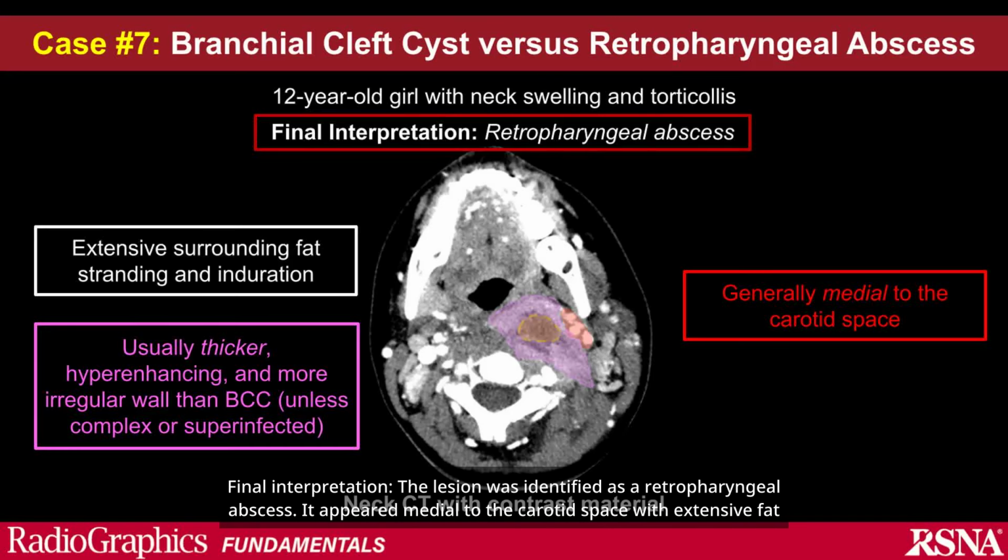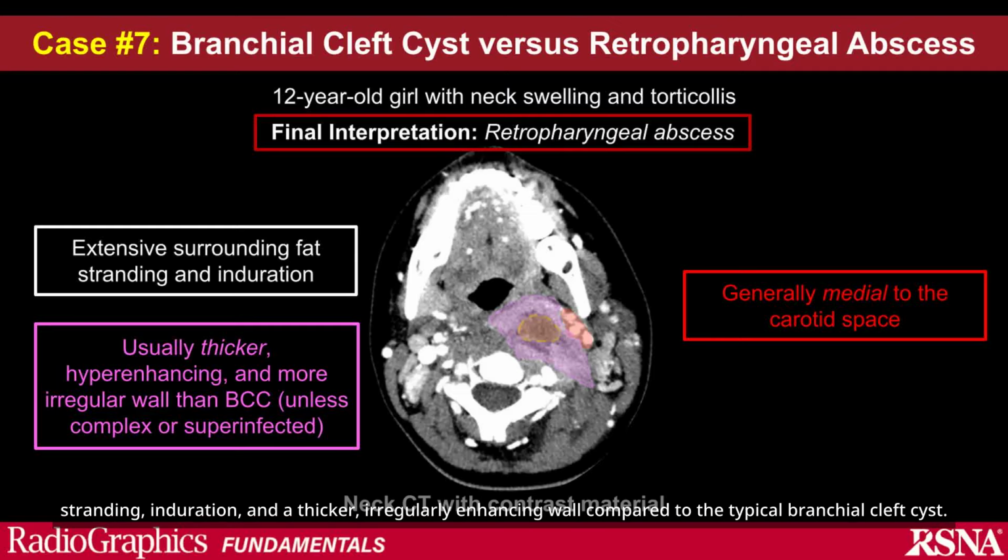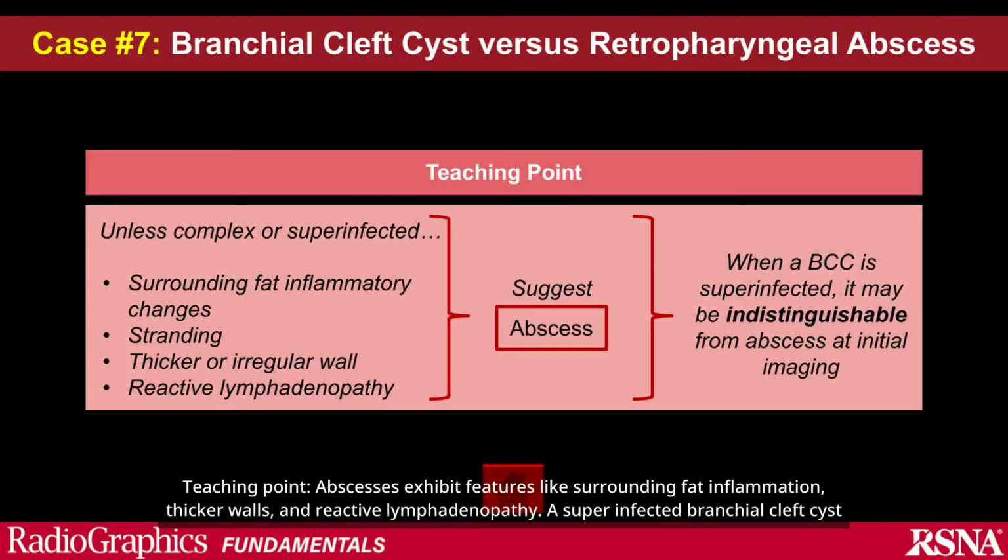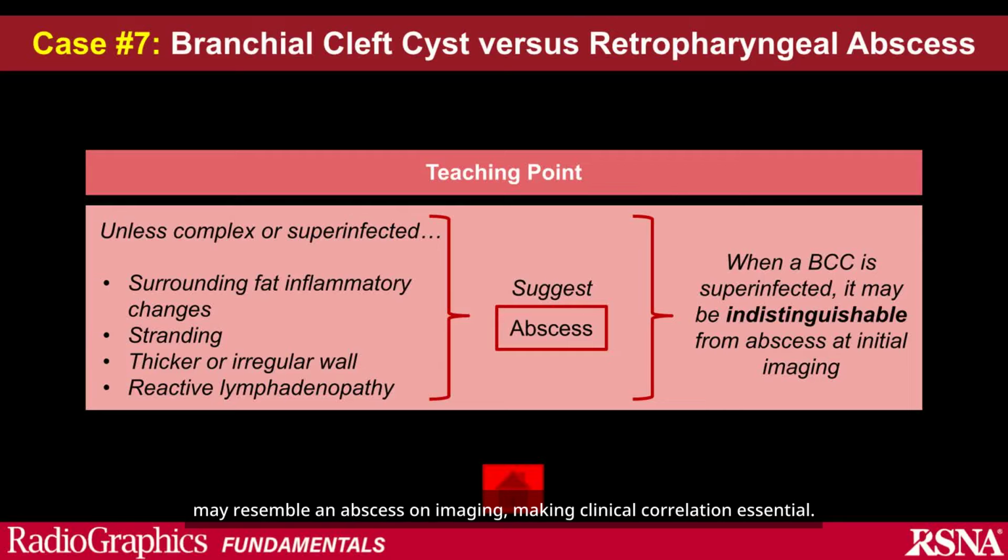Final interpretation: the lesion was identified as a retropharyngeal abscess. It appeared medial to the carotid space, with extensive fat stranding, induration, and a thicker, irregularly enhancing wall compared to the typical branchial cleft cyst. Teaching point: abscesses exhibit features like surrounding fat inflammation, thicker walls, and reactive lymphadenopathy. A superinfected branchial cleft cyst may resemble an abscess on imaging, making clinical correlation essential.